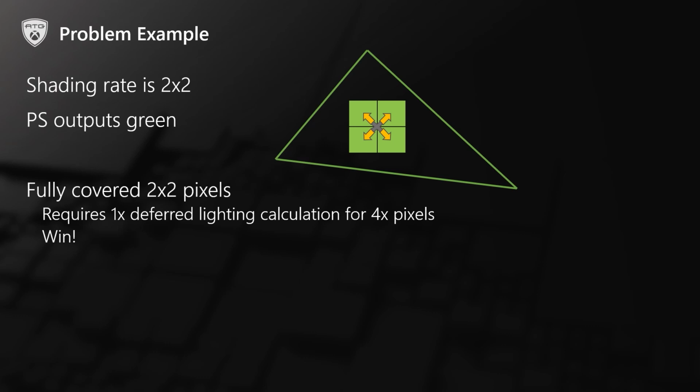So here we have a green triangle and we have 4 pixels that are totally contained within this single triangle, and we're running with 2:2 shading rate. So we execute the pixel shader just once, and the result is copied to 4 pixels. And in a deferred pass, I want to pick one of these 4 pixels, light it, and then copy the results to the other 3. So this is obviously going to be an extremely good win if we can achieve it.